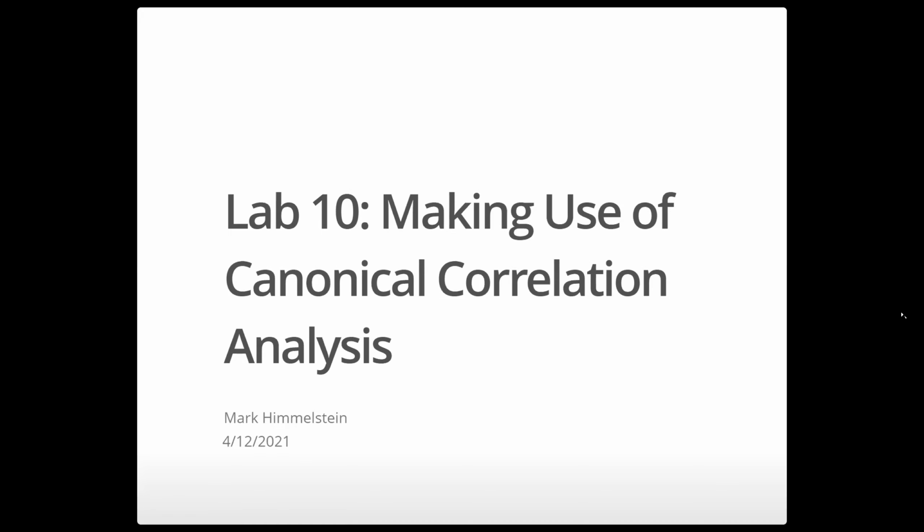Now that we've learned how to do a canonical correlation analysis, let's take a look at some stuff we can actually do with it. We looked at some practical interpretations, but there's actually quite a bit that we can do with canonical correlation in addition to what we saw there.